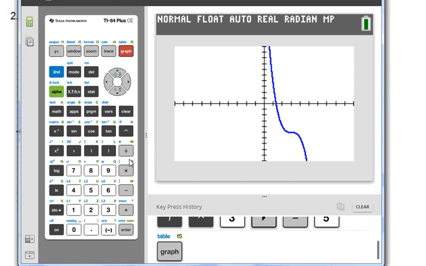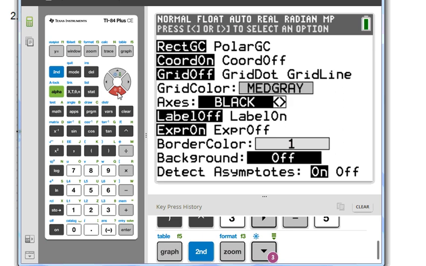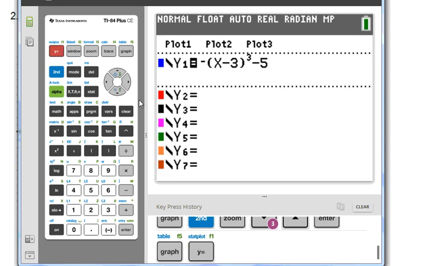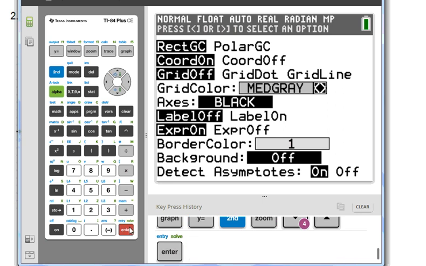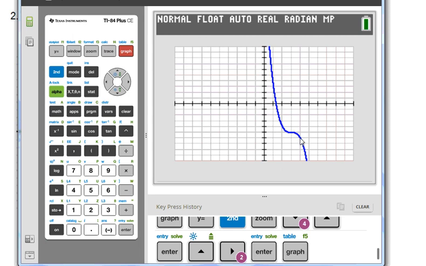We can take a better look in our calculator if we go to the format, and we go to grid, put medium gray, that's on, and now graph, and I don't see anything different. Okay, grid line. That's what I need to do. I need to go grid line. There we go. Now we should see it. Yeah, so 3, negative 5, and the thing turned upside down.